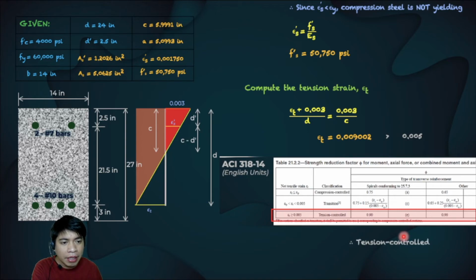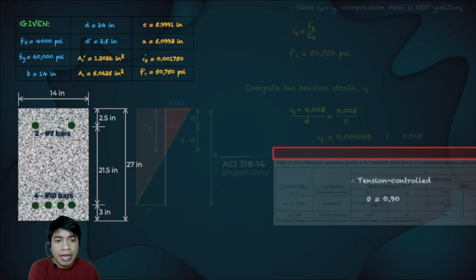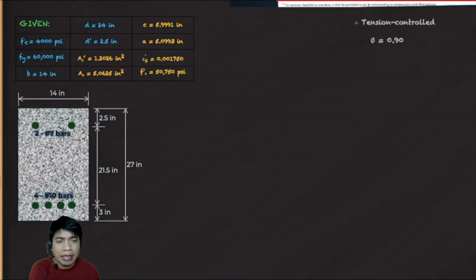So take note na kapag tension control, yung ating gagamitin na value ng phi nandito sa table, which is equal to 0.90. Okay, so ngayon guys, alam na natin yung ating value ng phi which is equal to 0.90. Then pwede na natin ngayong makompute yung ating design moment strength ng ating beam.